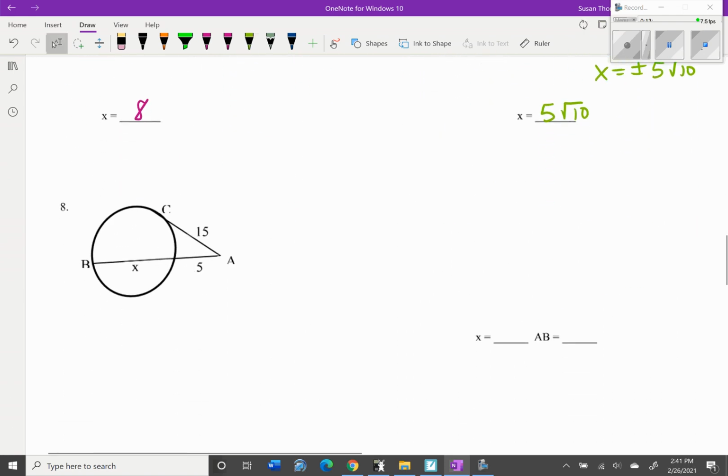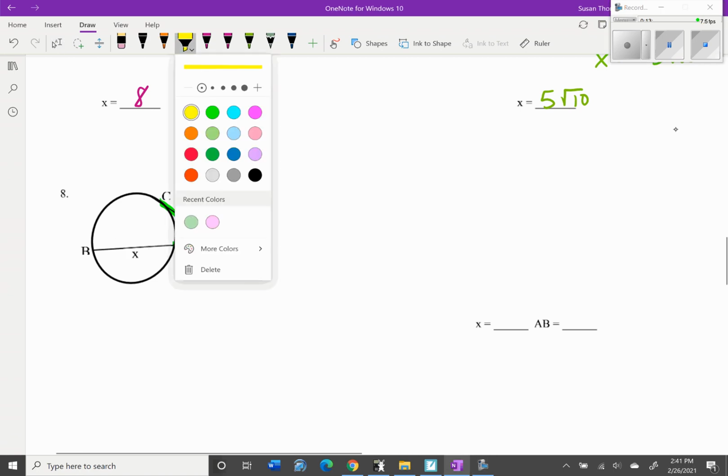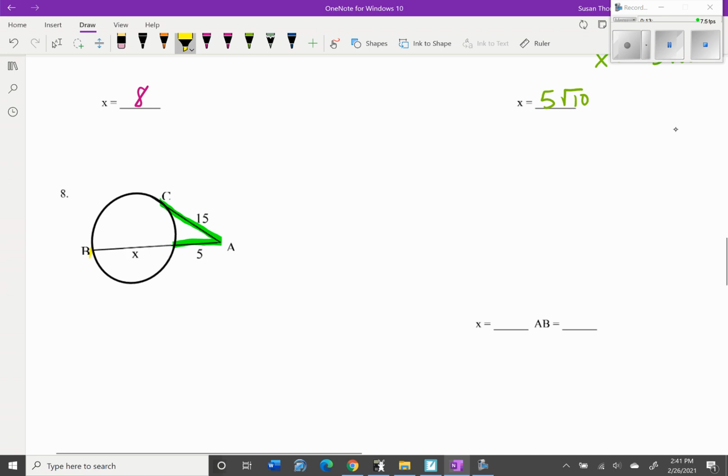So why don't you go ahead and see if you can do this next one on your own. When you're done, unpause, and we'll check our work. So here we have the outside for both of them, and then the whole would be from here to here. So the tangent squared, so 15 squared equals the outside times the whole. So the outside is 5, and again, the whole would be x plus 5.